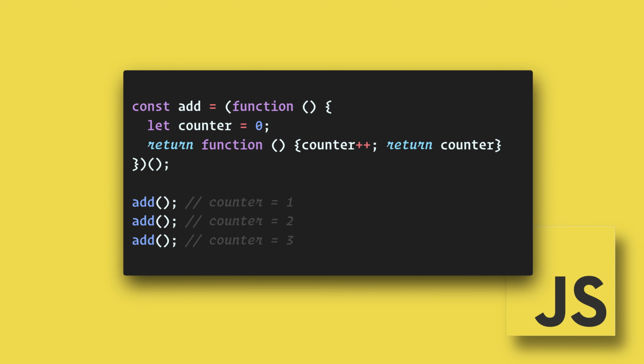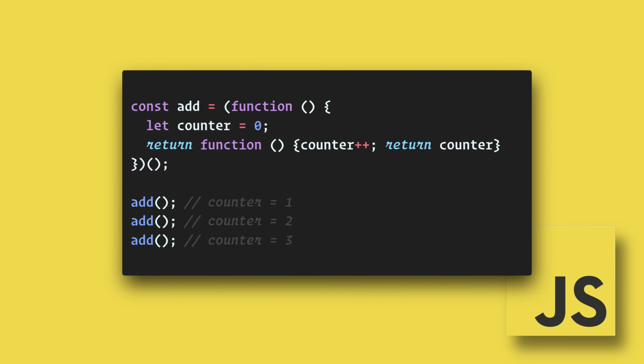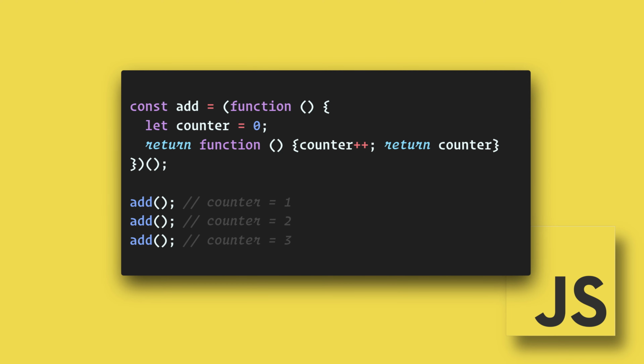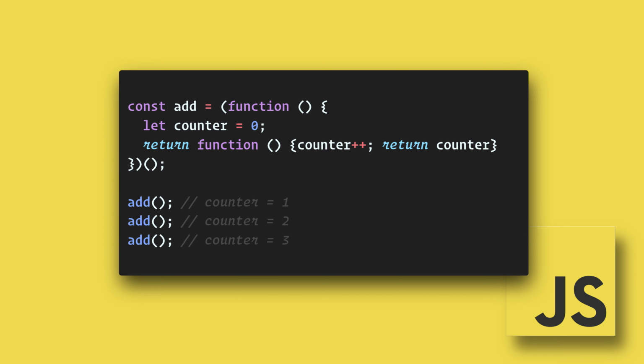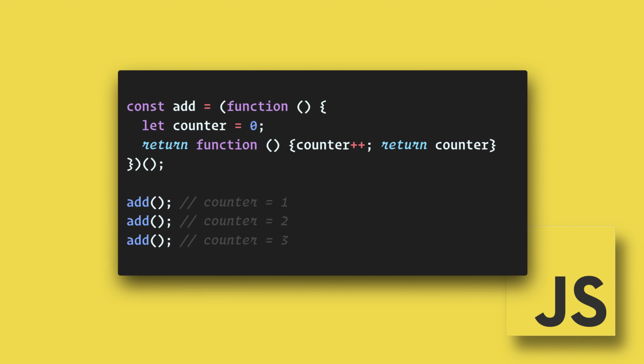JavaScript does not have a native way of creating a private method or variable, but by using closures, we can emulate private variables. Now the counter is protected by the scope of the anonymous function and can only be changed using the add function.